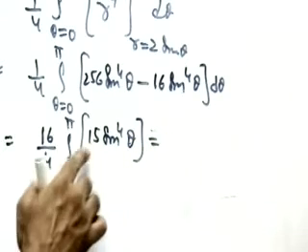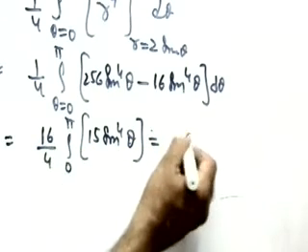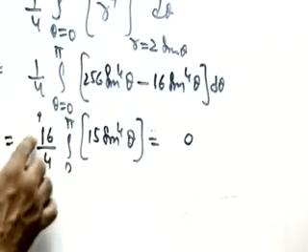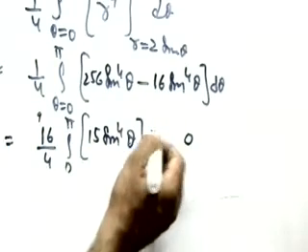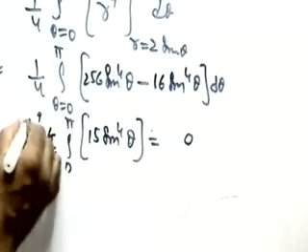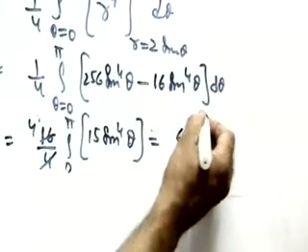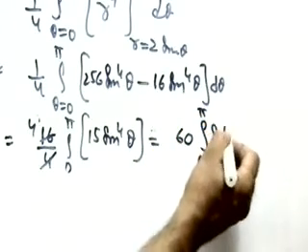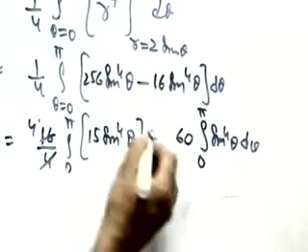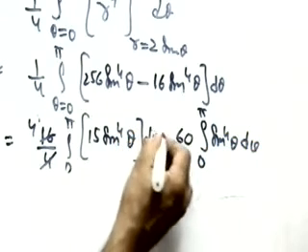If you take 15 outside, 16 by 4 is 4, and 4 times 15 is 60. So we get 60 times the integration from 0 to pi of sine to the power 4 theta d theta.